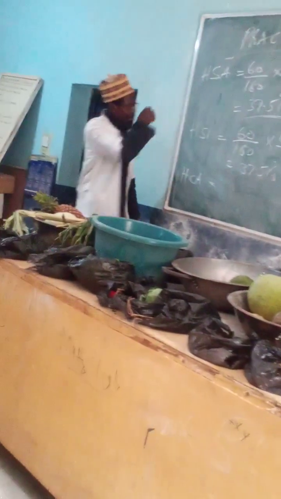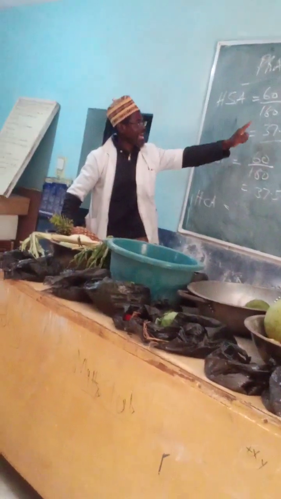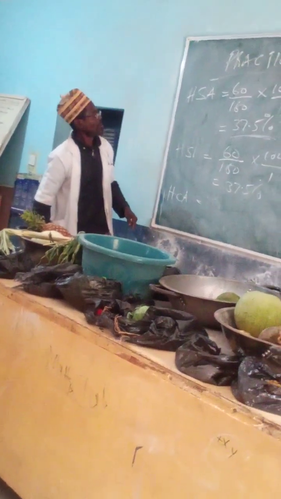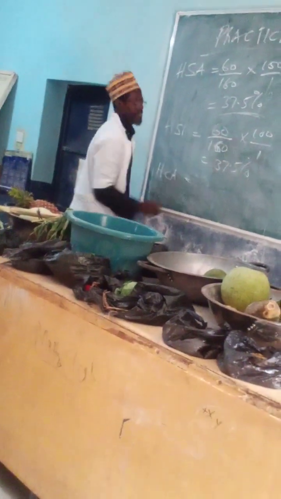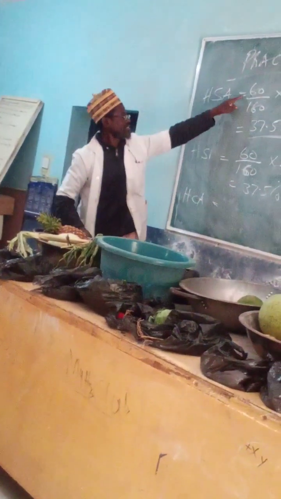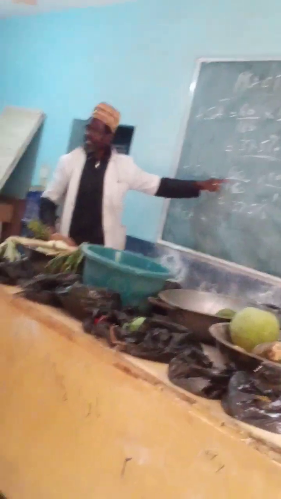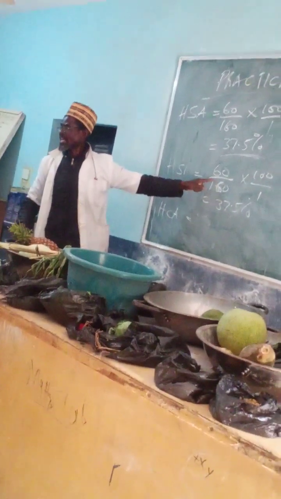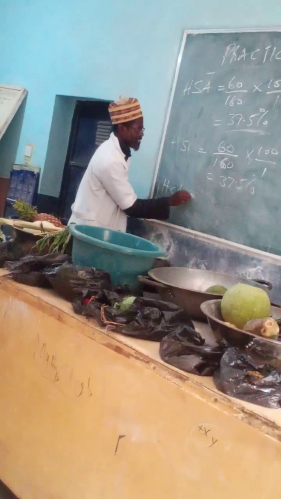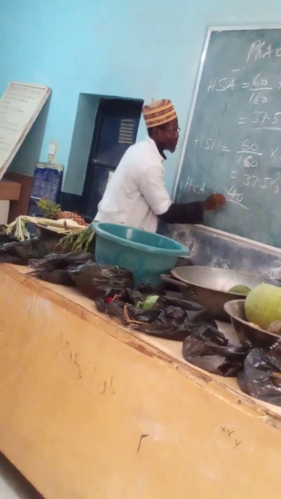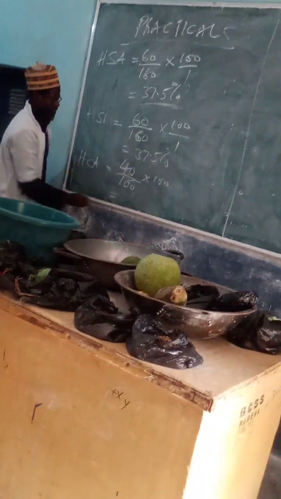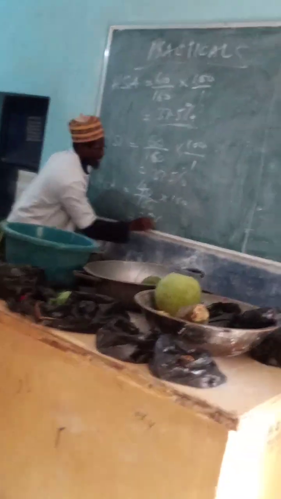Then the height of clay equals the remaining one. You know the total height is 160. What is the balance? 60 plus 60 is 120, then what remains is 40. So 40 over the total height, 160, multiplied by 100. The answer is 25%.